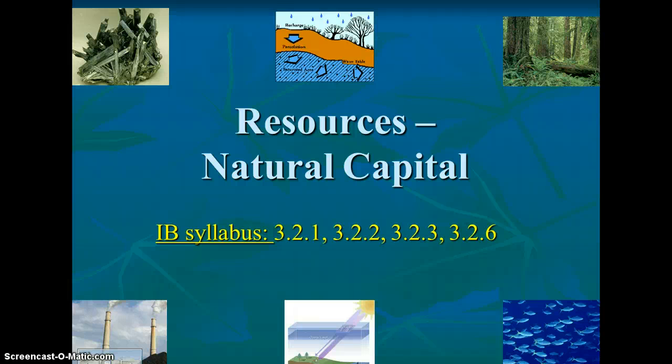IB Environmental students. Today we're going to be talking about different types of resources and their natural capital, which is all in Objective 3.2. Let's begin.